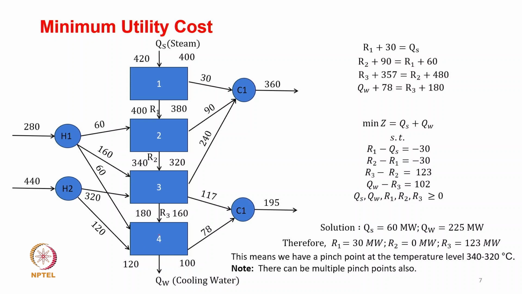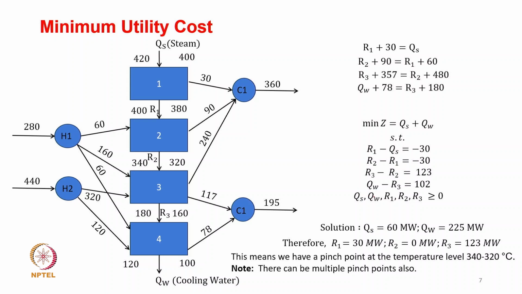And finally your interval 4, wherein you have QW plus 78 on one side and R3 plus 120 plus 60, 180. So this is the balance that we need to achieve, and we are interested in minimizing the QS, which is the hot utility, and QW, which is the cold utility.